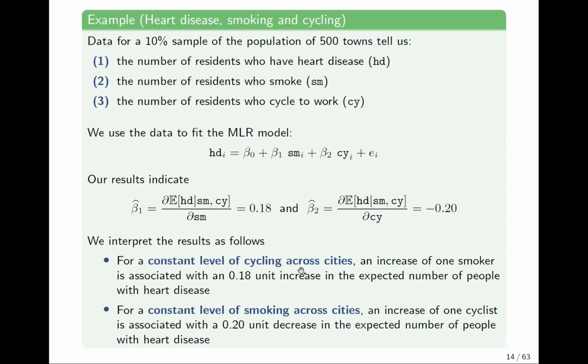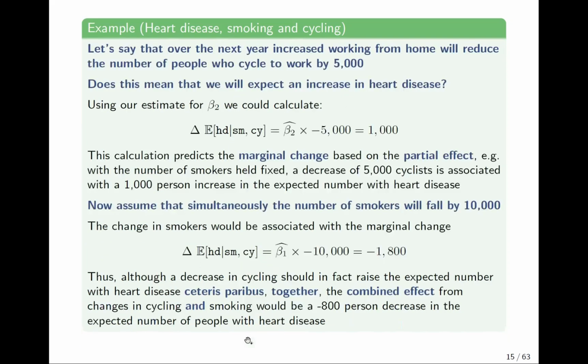The way we interpret these results is as follows. For a constant level of cycling across cities, so if we held cycling constant, we would expect an increase of one smoker to be associated with a 0.18% increase in the expected number of people with heart disease. So smoking is not a good thing for heart disease, it is positively associated, and that is the magnitude we've estimated. For the second parameter, beta 2, for a constant level of smoking across cities, an increase of one cyclist is associated with a 0.2 unit decrease in the expected number of people with heart disease. So cycling is a good thing in that sense. It tends to reduce heart disease, and that is the magnitude we've estimated.